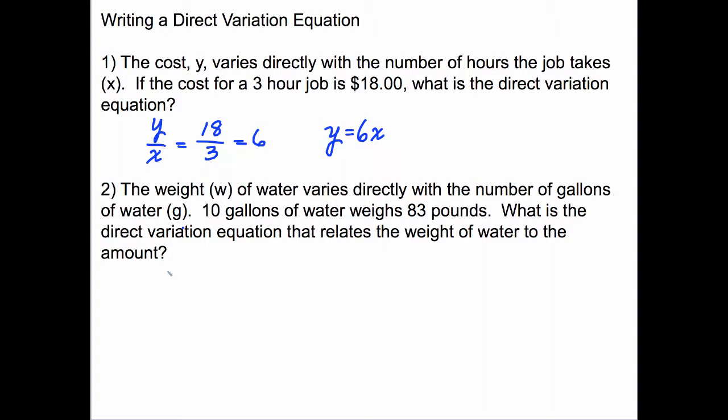Number 2, the weight of water varies directly with the number of gallons of water. So the weight varies directly with the number of gallons. We have 10 gallons of water weighing 83 pounds. So the constant of variation is going to be 83 over 10, which is 8.3. The direct variation equation is going to be W, the weight of water, equals 8.3 times the number of gallons. And there's your direct variation equation.